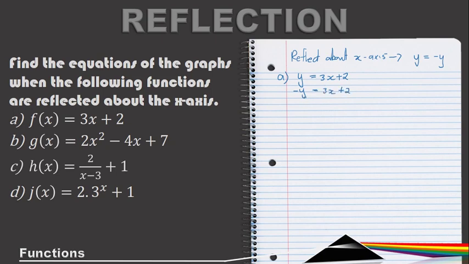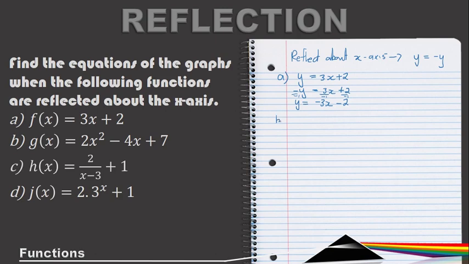And then the second step is to simplify or isolate my y. Let's isolate y. So y is then equal to negative 3x minus 2 when I divide everything by minus 1 to get y on its own. So this is then my equation reflected about the x-axis.